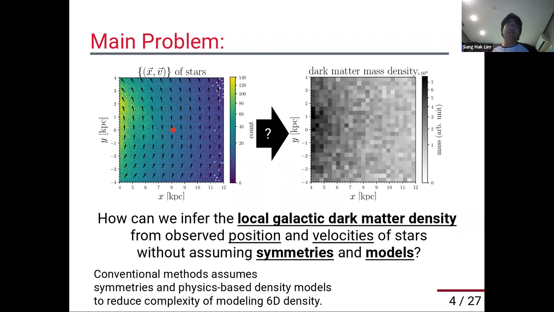The conventional analysis typically has to simplify the problem as much as possible. For example, they have to assume some symmetry, such as that spiral galaxies have approximate axis symmetry, so you can assume axisymmetry in the data analysis. And you can also assume some physics models in order to simplify the dark matter densities into parametric models, so that later you can do parametric fittings for identifying the dark matter densities.